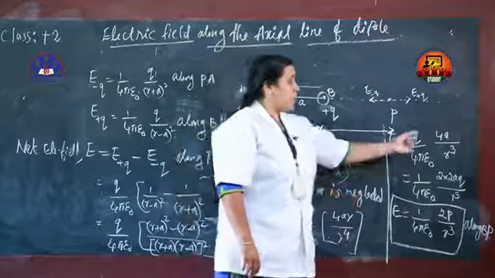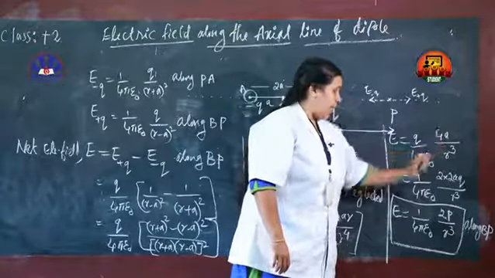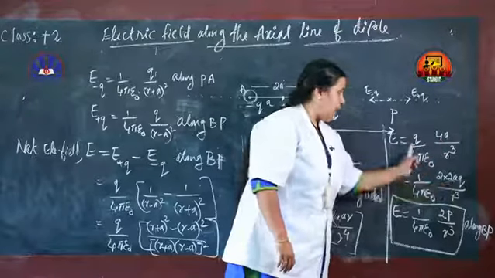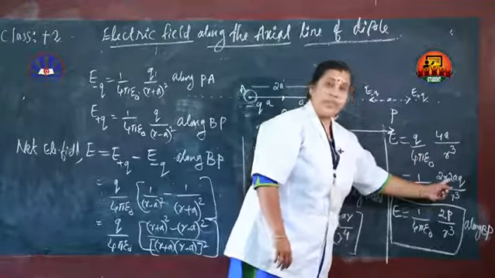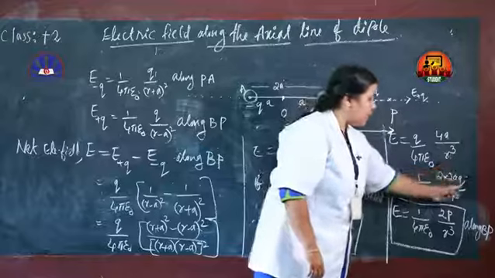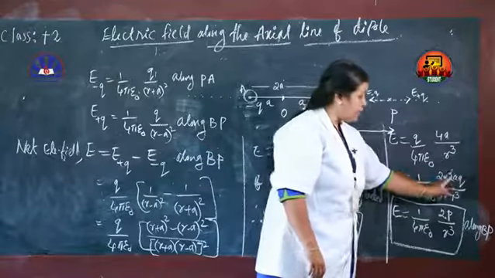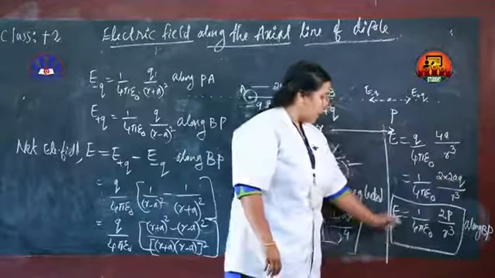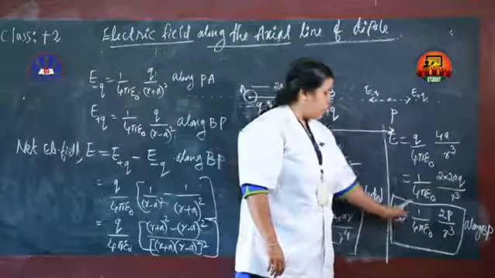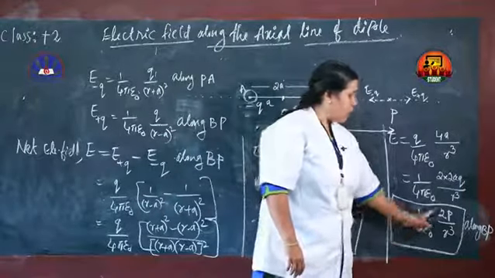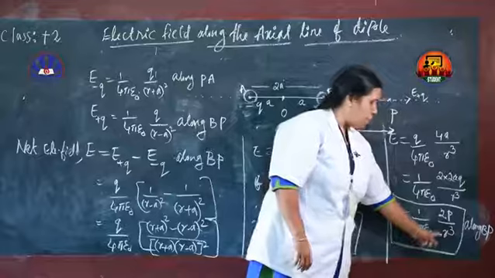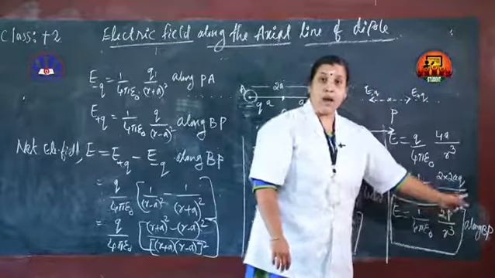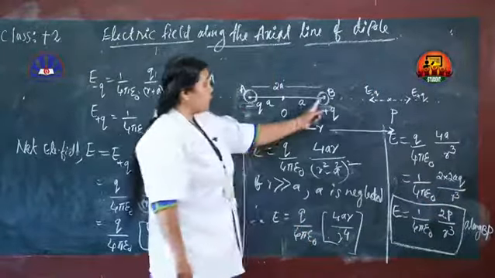Now, I am going to split 4a as 2 into 2a, and I am taking Q together with 2a, so that I can introduce the dipole moment p instead of 2aQ. So that our equation becomes E equals 1 by 4 pi epsilon 0 into 2p by r cube, and its direction is along BP.